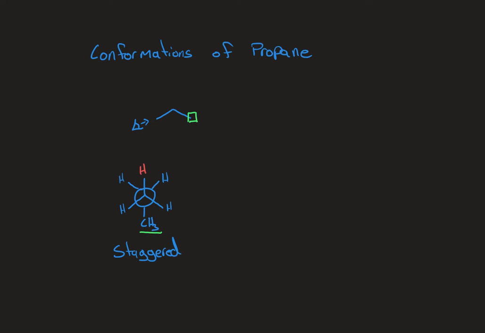If I rotate that molecule 180 degrees, or I rotate that back carbon 180 degrees, I generate a structure that looks like this. My red hydrogen is still up top, but now my CH3 is eclipsed with that red hydrogen, like this. So this is the eclipsed conformation.